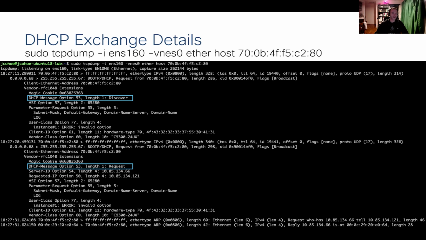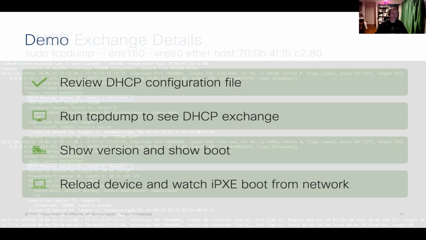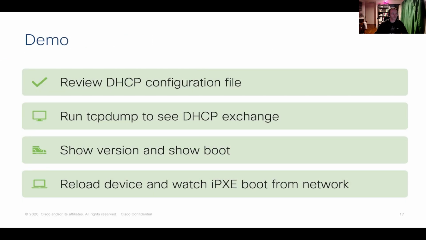One other thing that I typically do when working with the day zero options is to enable some DHCP debugging. In this case, I'm using tcpdump just to watch the DHCP transactions. I've highlighted that the device has gone out and done a discover and then a request, and that's part of the day zero boot up of the device to do the DHCP exchange. And then the next part of this is actually to go and download the bin file and load it.